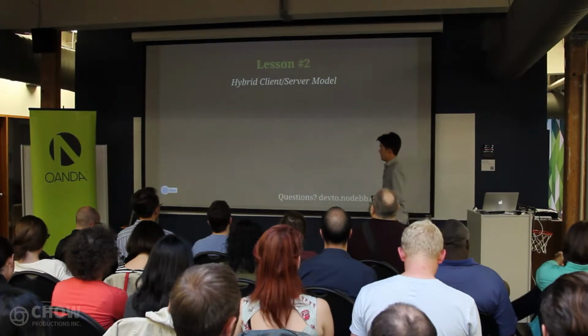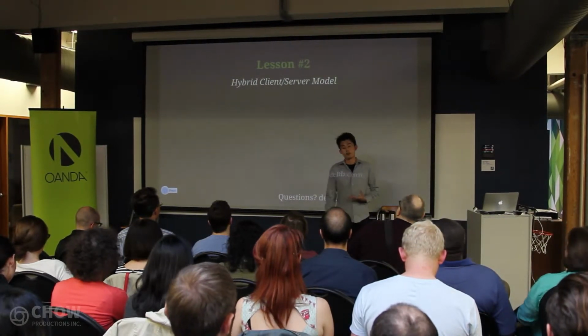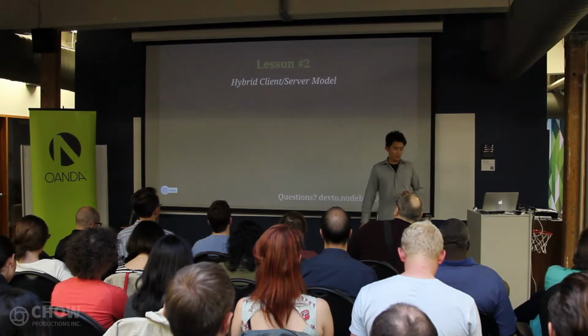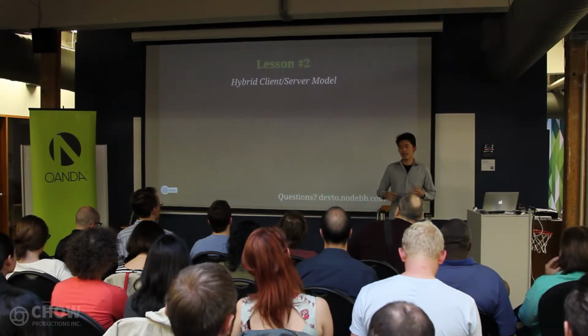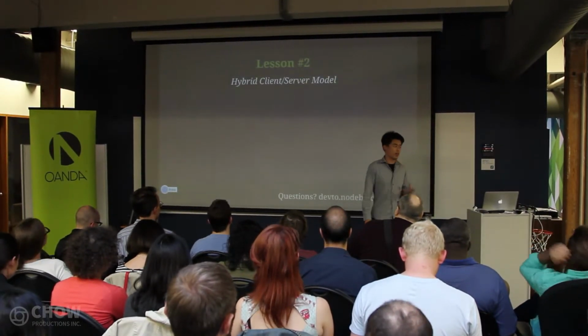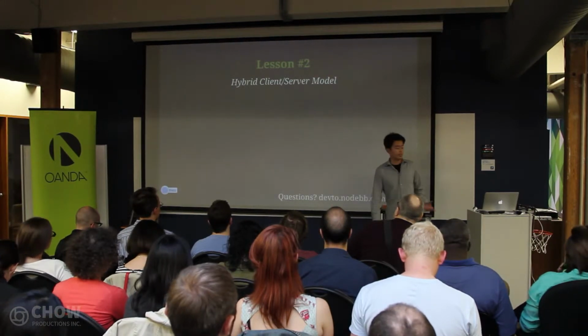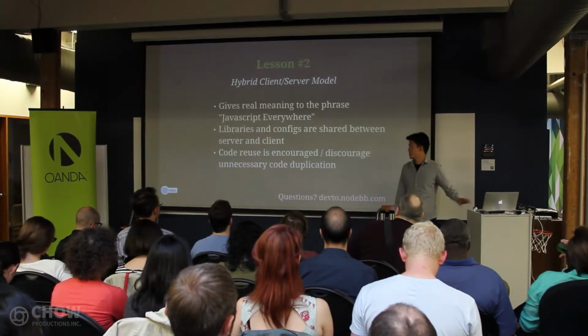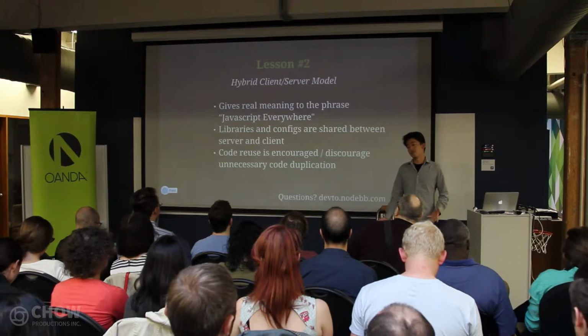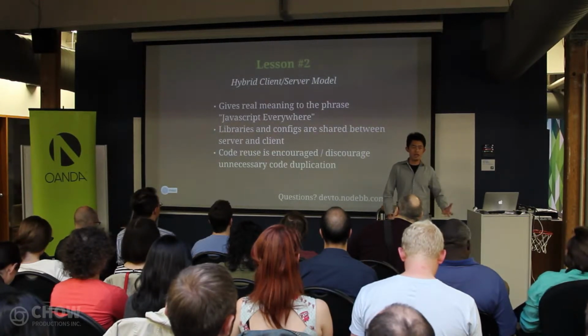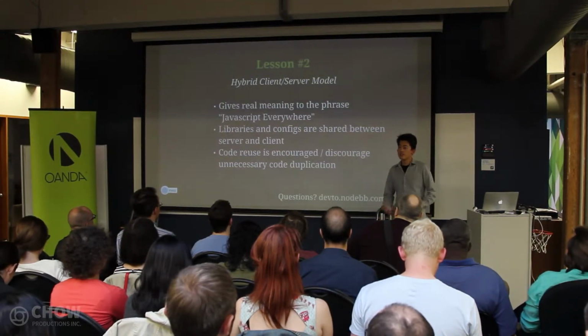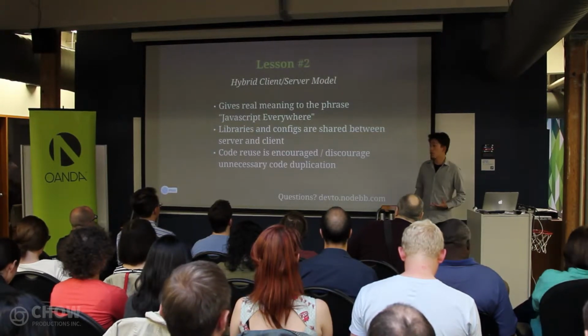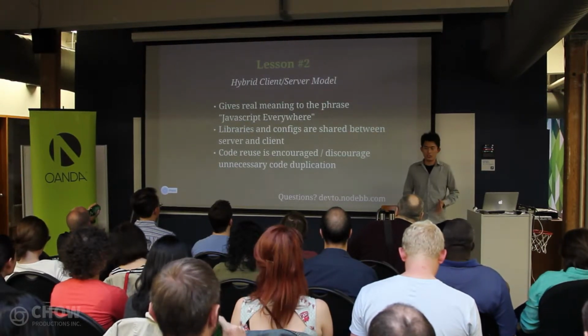The next lesson is Node's hybrid client server model. The main part of Node is the fact that it has JS at the end of it, which means you have JavaScript. JavaScript on the server side, coupled with JavaScript on the client side, really gives meaning to the phrase JavaScript everywhere. When you have JavaScript on both sides, you can even share libraries and config files, and it really enhances code reuse, so you don't get lots of unnecessary code duplication.